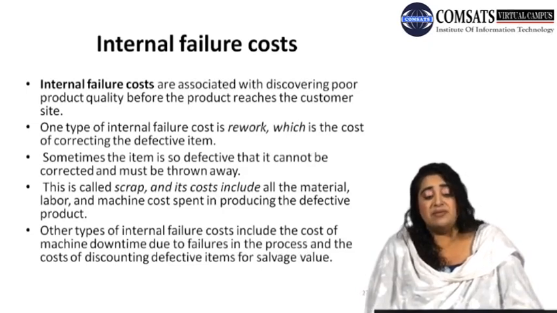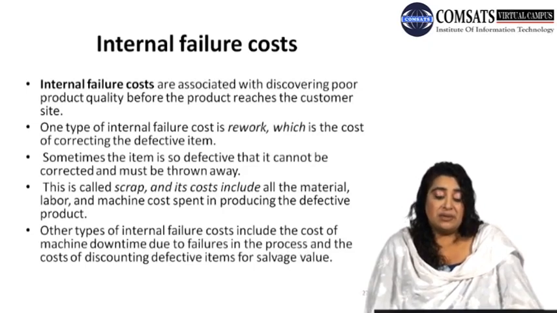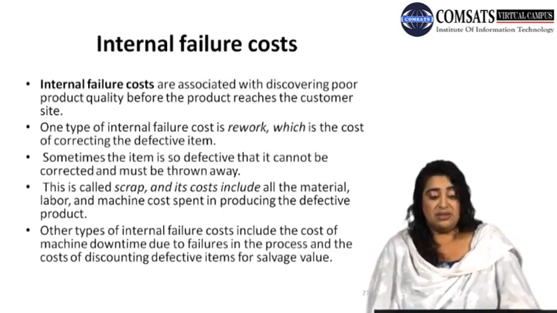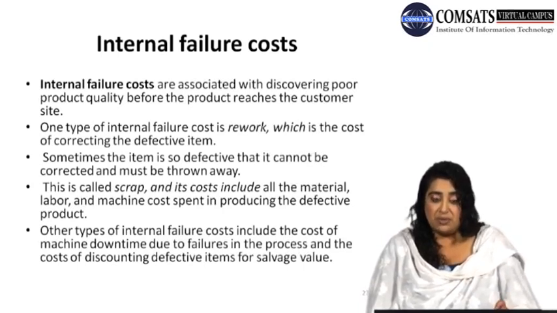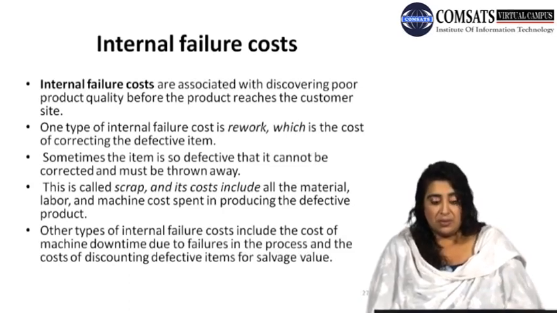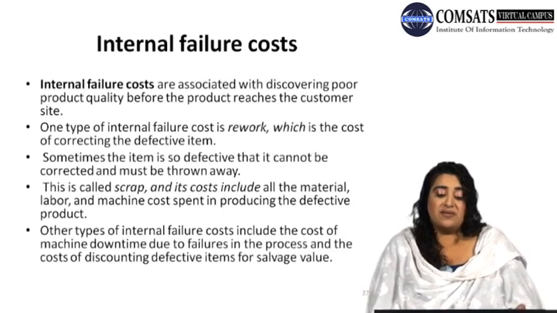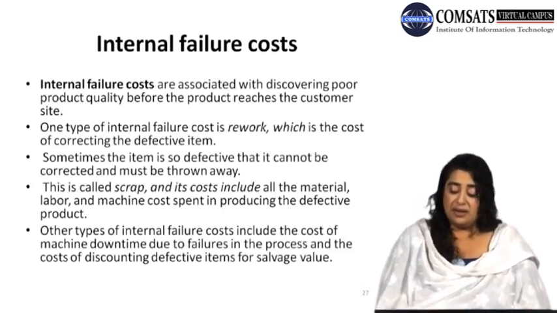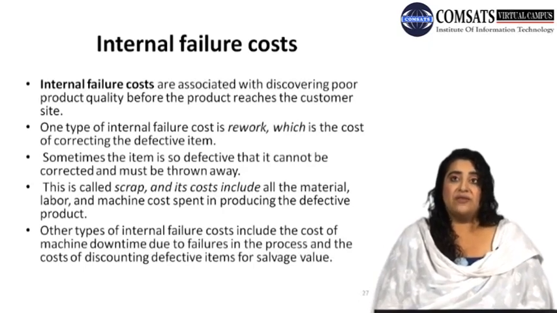Now other types of internal failure costs include the cost of machine downtime due to failures in the process and the cost of discounting defective items for salvage value. So दूसरा हम चीज़ देखें अगर तो internal failures में वो cost would include machine downtime, ठीक है, कोई failure हो जाता है किसी process में, so that would be one, and discounting defective items for salvage value. So doing that. That would all be in internal failure costs.